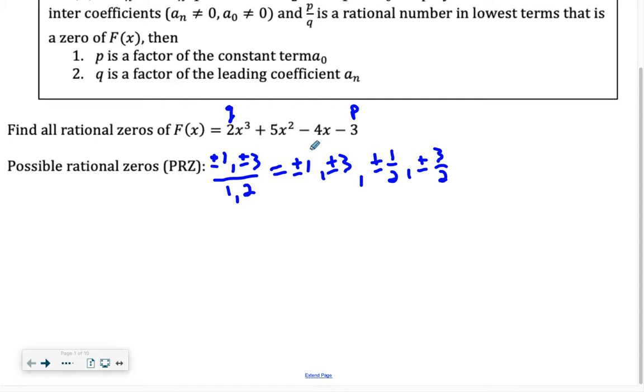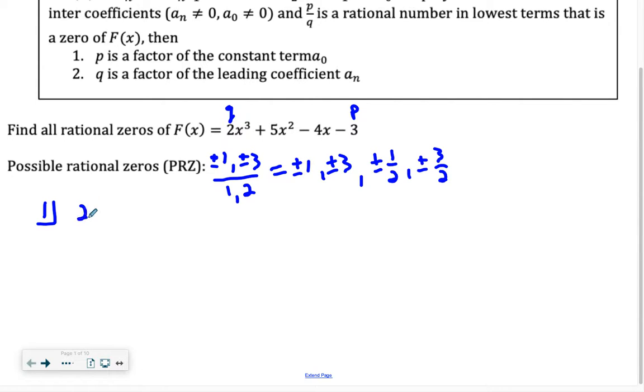Generally, we start with the lowest positive possible rational zero. So in that case, that would be 1. And we're essentially just guessing and checking, right? I have no idea if 1 is actually going to be a root or not. I'm just going to start taking numbers from my list here and checking to see if they are zeros.